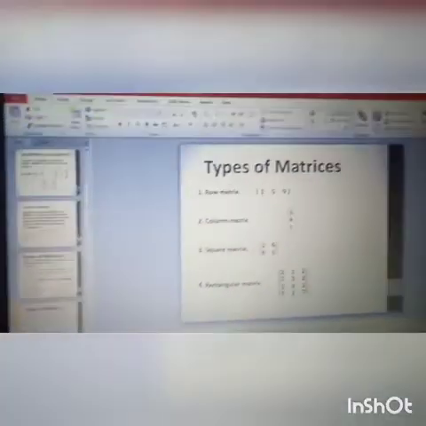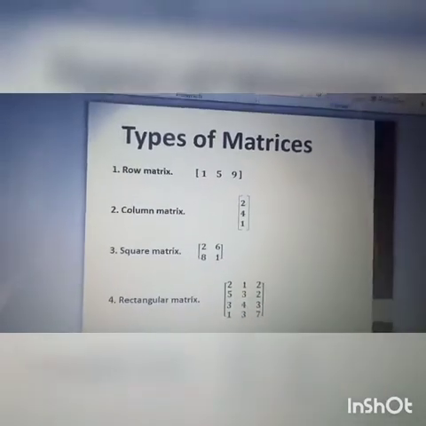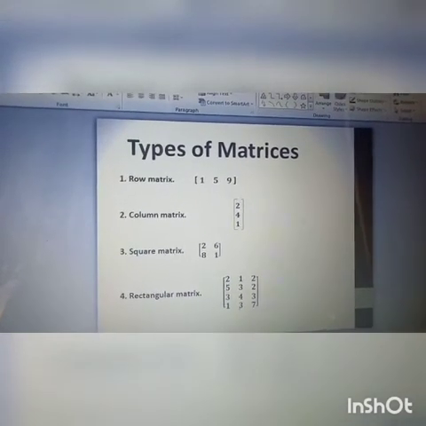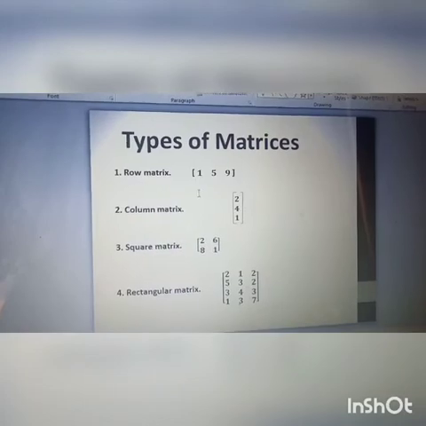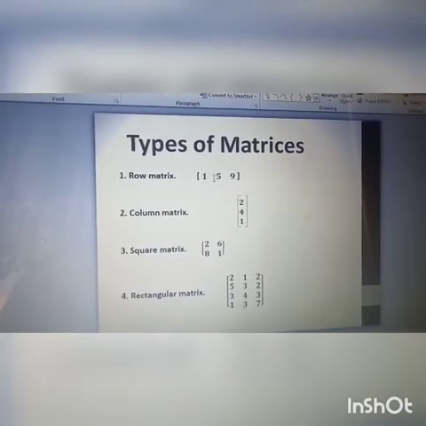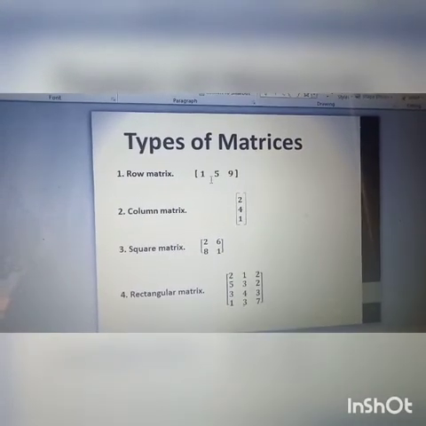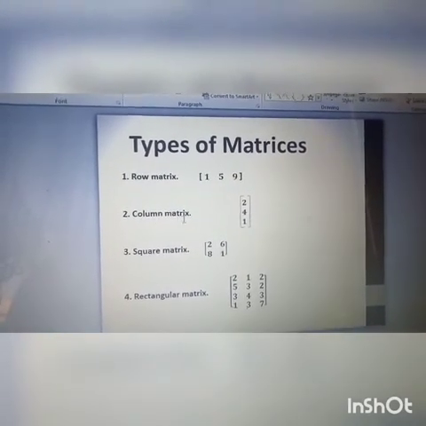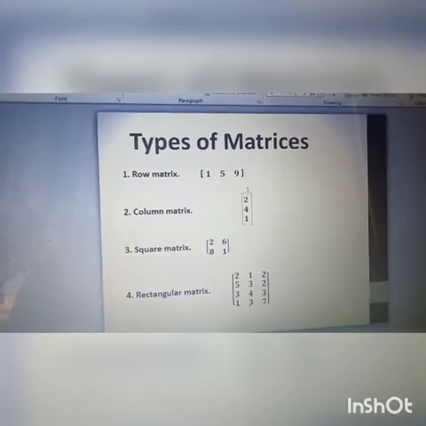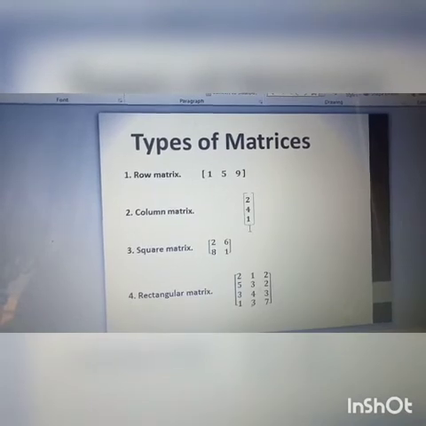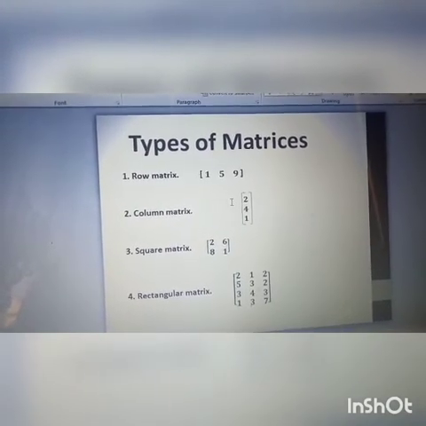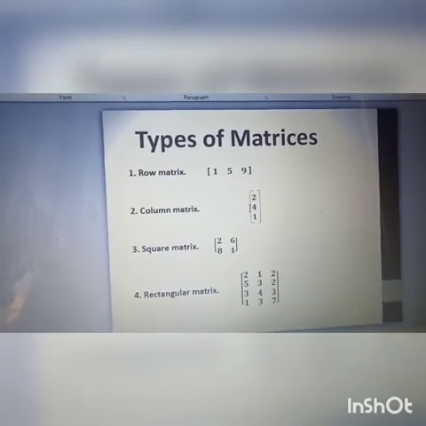The next slide is about types of matrices. Yes, understanding the types of matrices is very important. Let me explain you one by one. The first one is row matrix. The type of matrix in which only one row is there is called a row matrix. Column matrix, the second one. If in any matrix, you can see the brackets are there, here only one column is there, 2, 4, 1 represents one column, no other column is there, so that type of matrix is called column matrix.